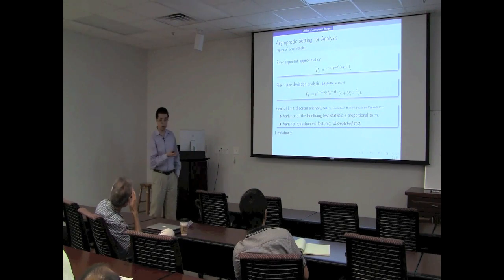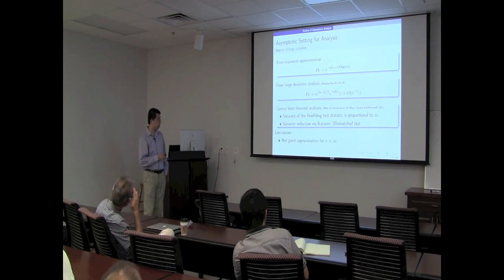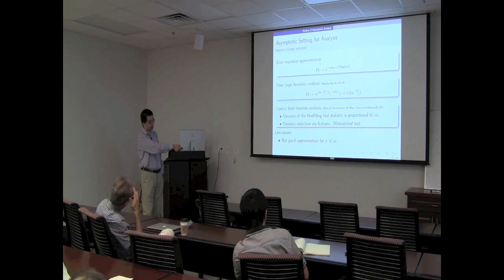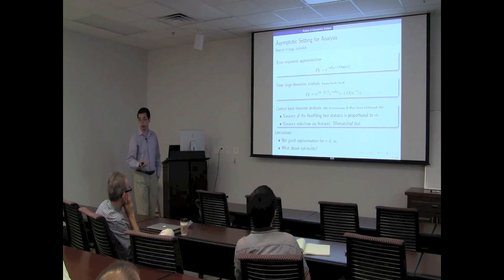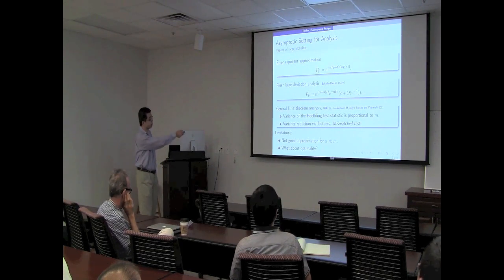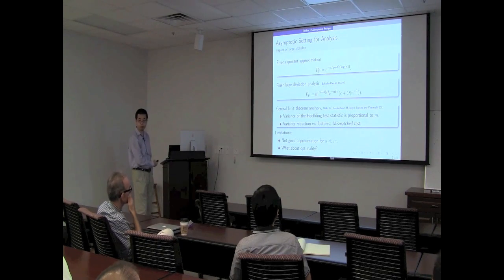But the limitation of the above analysis is, first, if you look at the approximation, how well it predicts for n much smaller than the alphabet size, it's not very good. Second, it doesn't tell us whether a test is optimal or not. You can analyze a certain test, but you don't know what's the best you can do.